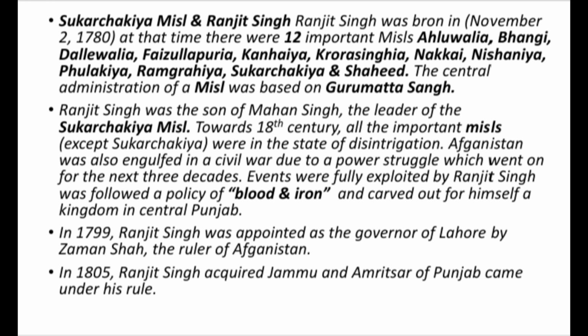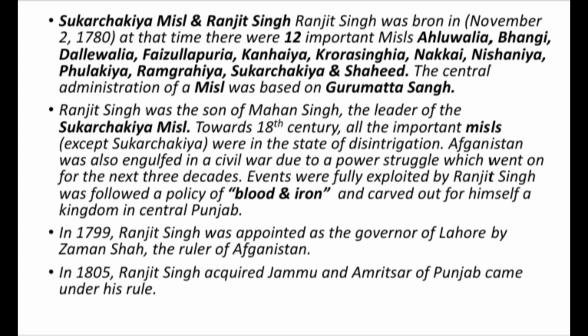In 1805, Ranjit Singh acquired Jammu and Amritsar, and thus the political capital Lahore and the religious capital Amritsar of Punjab came under the rule of Ranjit Singh. He also maintained good relations with the Dogras and Nepalese and enlisted them in the army.